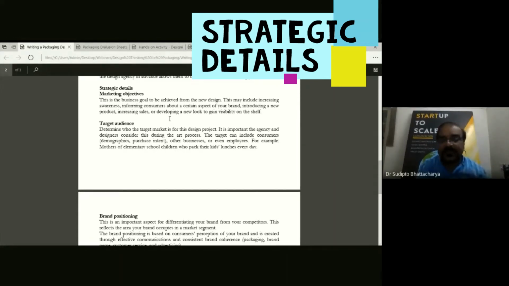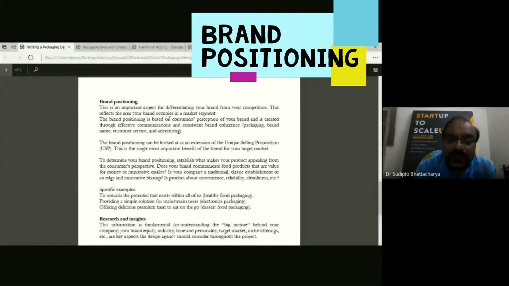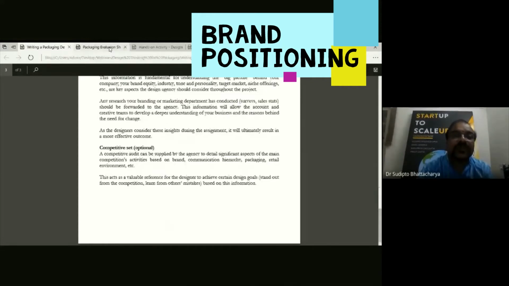That is something which we are talking about, brand positioning. And you know, this positioning is a concept which is visual imagery in your mind. So you sometimes carry them with you when you are going ahead. So if you see, there are specific examples I have talked about in brand positioning, about healthy food packaging, about electronics packaging, and also about dessert food packaging. So these particular things I have shared with you.